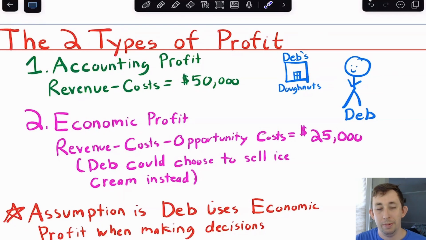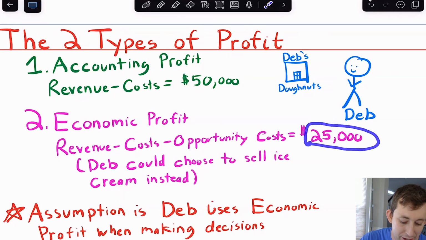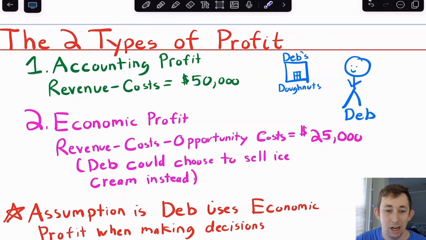But when we're trying to think about Deb's economic profit, we need to take into account the cost or the value of Deb being an ice cream shop owner. So she made $50,000. Maybe she could make $25,000 if she was running an ice cream shop instead. So we're just going to subtract out the $25,000 she could be making as an ice cream shop owner, which will take her economic profit to $25,000. So you can see that for Deb, it's still positive.